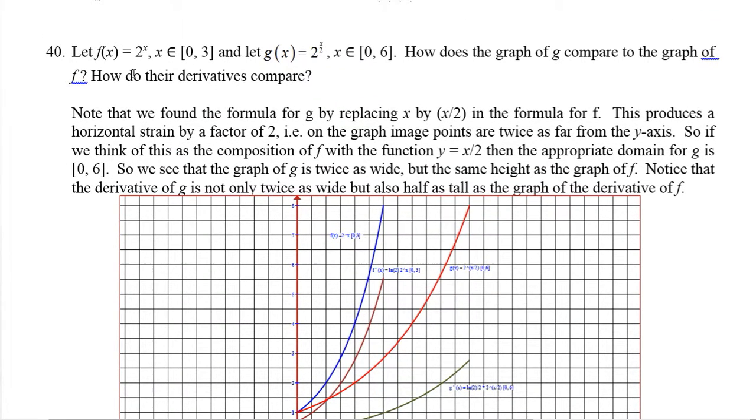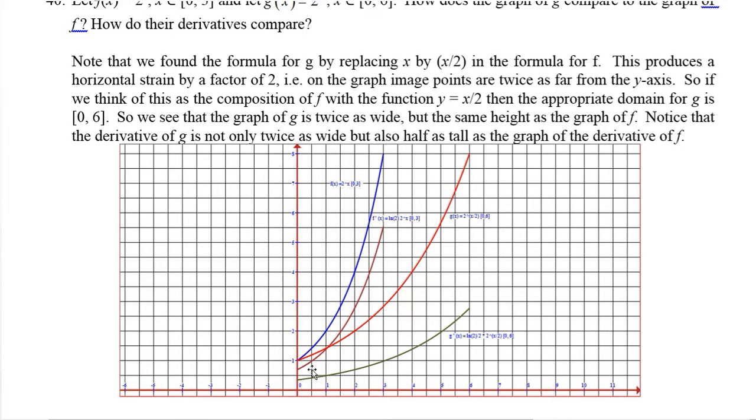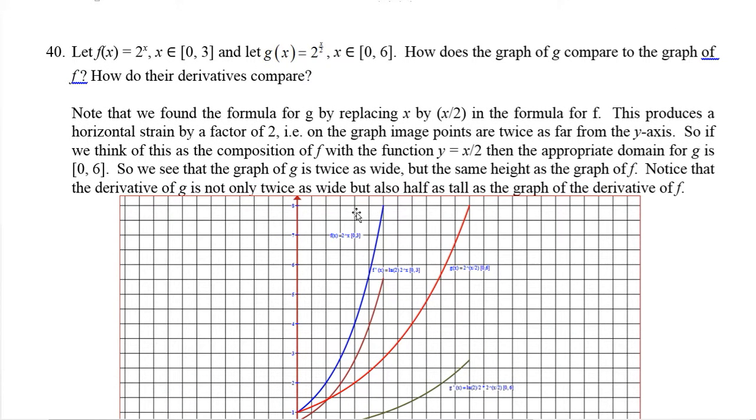So let's see if we can see this. Let f of x equal 2 to the x, and I'm just going to go from 0 to 3. That's the blue one here. It starts at (0, 1) and ends at (3, 8), and it's curved up like this, concave up, increasing between there. Now, if we replace x by x over 2, we're also doubling the x's here, so we're going from 0 to 6. And this is the stretched version, the red one. Notice the height is the same, but it's been stretched horizontally, twice as far from the y-axis.